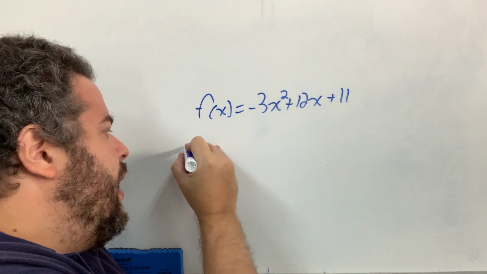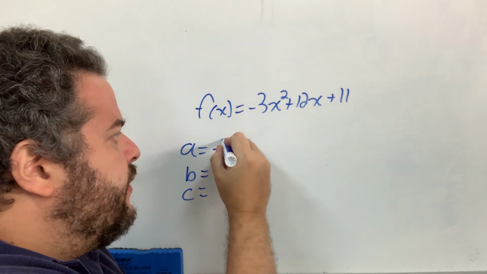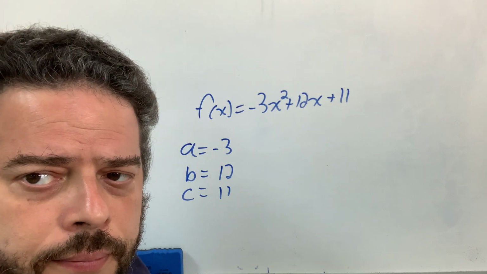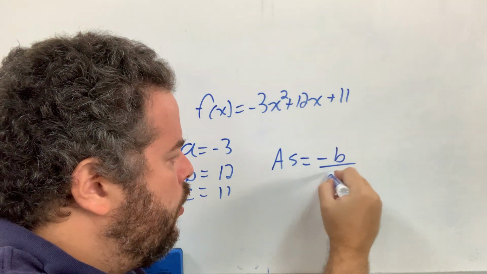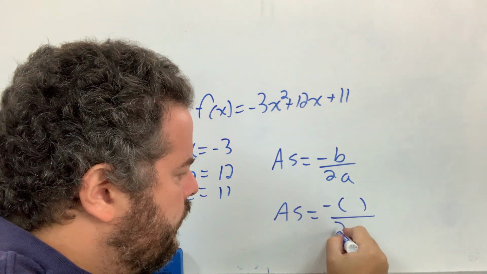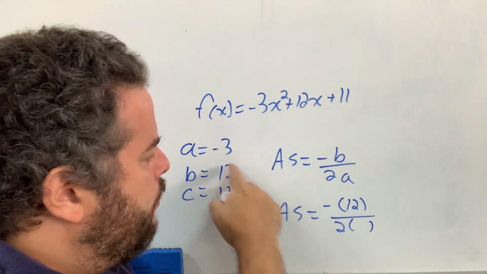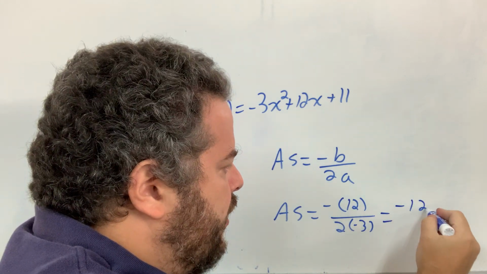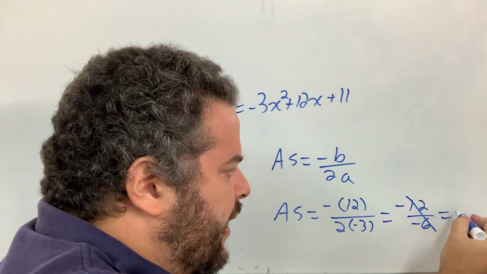As we did yesterday, I'm going to label my A, my B, and my C. I have that my A is negative 3, my B is 12, and my C is 11. Step 1, find the axis of symmetry. Axis of symmetry is negative B over 2A. Again, I'm going to open up my parentheses just to make things easier. I put my B value in here, I put my A value in here, and then I multiply. I'm left with negative 12 over negative 6. Simplify, I end up with 2.